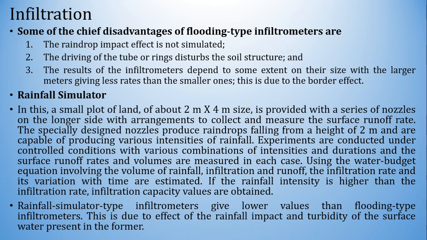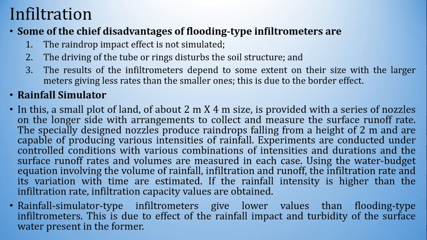Now, the second thing with the help of which we can measure the infiltration is the rainfall simulator. In this, a small plot of land of about 2 meter by 4 meter size is provided with a series of nozzles on the longer side with arrangements to collect and measure the surface runoff rate. The specially designed nozzles produce raindrops falling from a height of 2 meter and are capable of producing various intensities of rainfall. Experiments are conducted under controlled conditions with various combinations of intensities and durations, and the surface runoff rates and volumes are measured in each case.